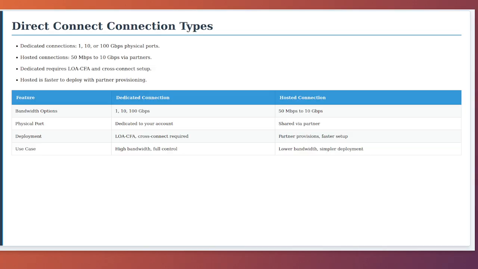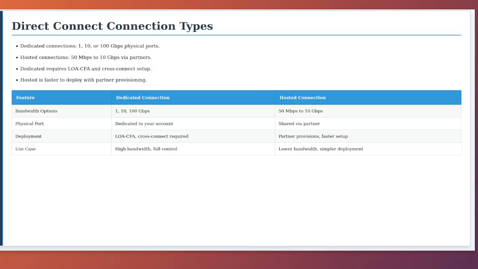Dedicated connections are physical Ethernet ports that are dedicated exclusively to your AWS account. These connections come in 3 bandwidth options: 1 gigabit per second, 10 gigabits per second, and 100 gigabits per second. When you order a dedicated connection, AWS allocates a physical port on their equipment just for you. This port is not shared with any other customer, giving you the full bandwidth capacity at all times.